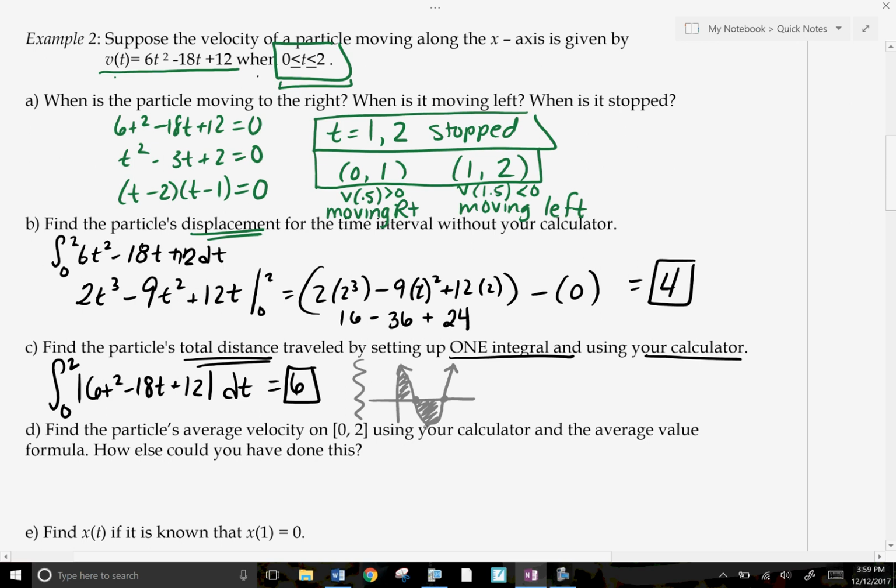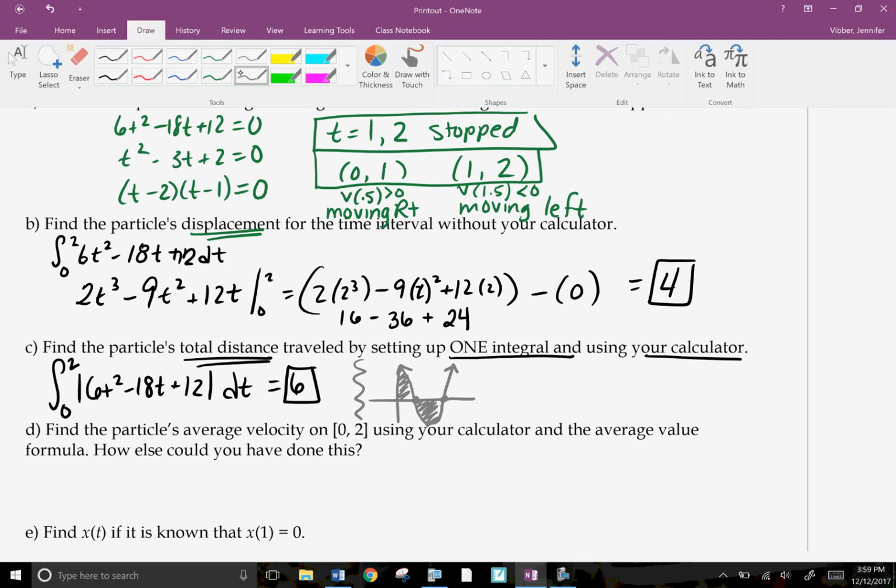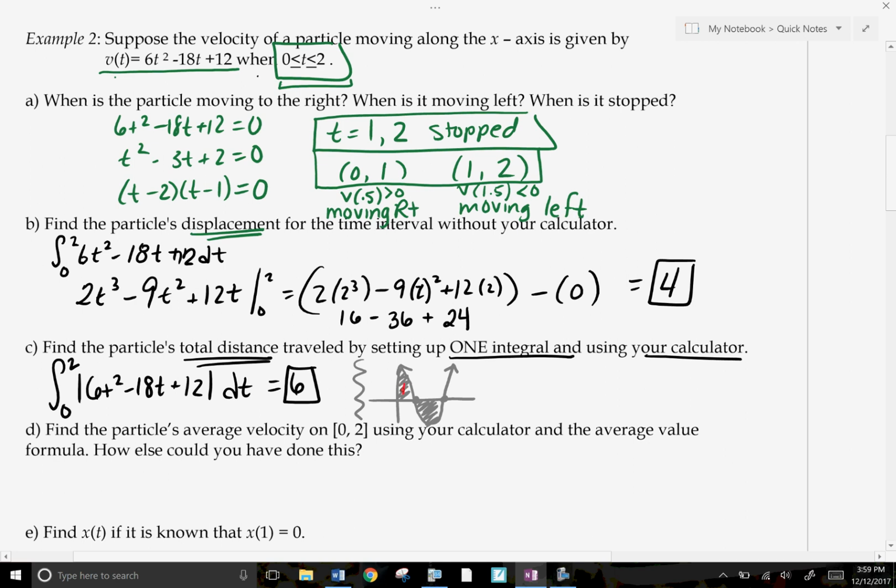If I'm integrating the absolute value, that means I want to consider both of these positive areas. Well, the first one from 0 to 1 is already going to be positive. The second one from 1 to 2 is going to be negative. So what I would do is just subtract. So if you didn't have a calculator, the only way to integrate absolute value is to split it up into positive and negative sections and negate the sections that would have a negative integral.